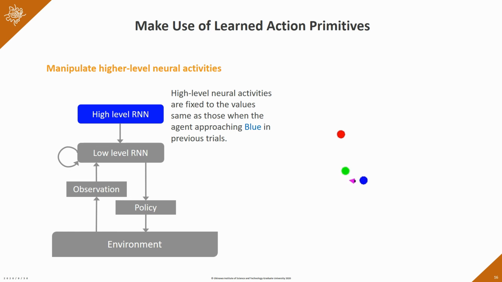So you can see the robot goes to the blue target and keeps wandering around this blue target, because we fixed the value of the high level. Also, similarly, we can fix the high-level neural activities to the values same as those when the agent was approaching green. And the video shows the agent goes to the green target and it consistently pursues this subgoal. And we can also do the same thing for the red target, and you can see that as expected, the agent goes to the red target, and it just keeps approaching this red, even though it doesn't get any reward.